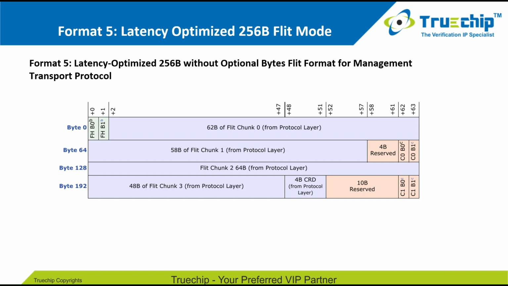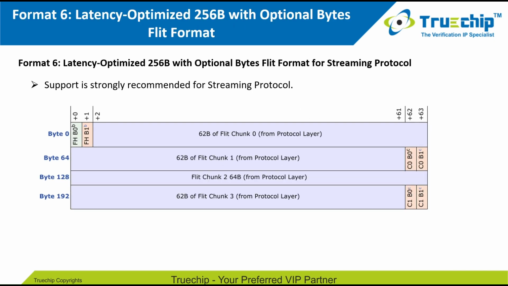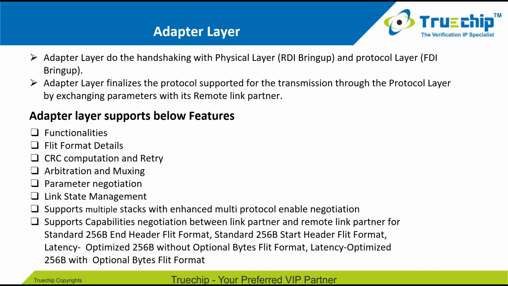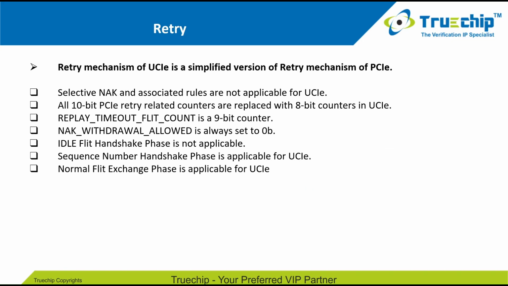Let's briefly cover the other key functions of the adapter layer. First is the CRC. The adapter handles CRC. A 16-bit CRC is computed over 128 bytes of messages. And the second is retry. The UCIe retry mechanism is a simplified version of the one in PCIe. For example, all the 10-bit PCIe retry-related counters are replaced with 8-bit counters in UCIe.